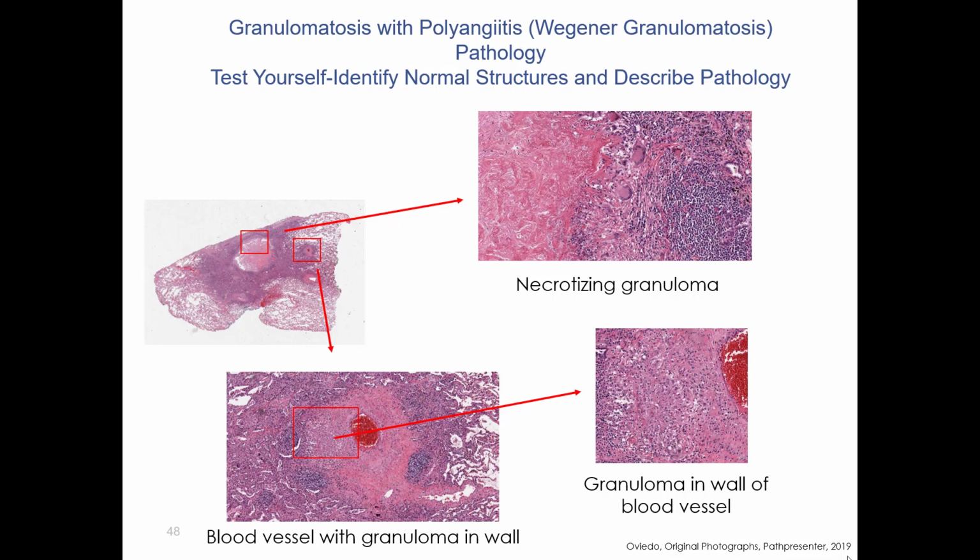You can also see there is at least one blood vessel that has a granuloma in the wall. You can see that on the lower left, and on the lower right, there is a higher power demonstrating the granuloma present in the wall of a blood vessel.